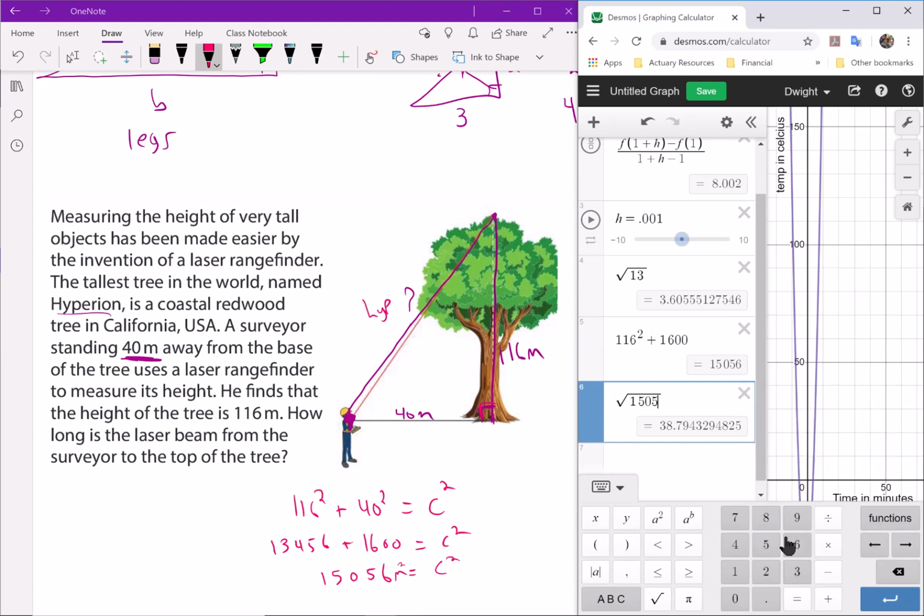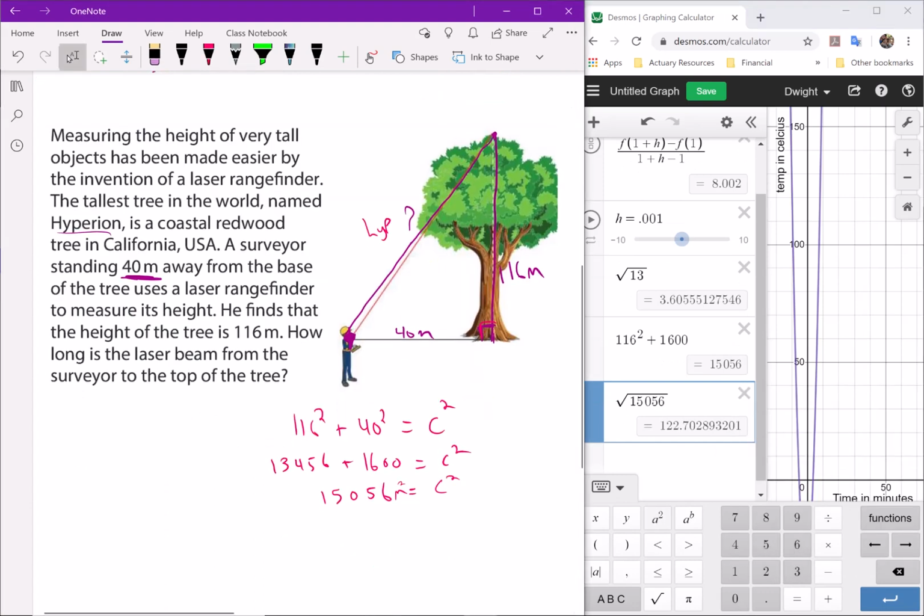No, stop it. And we get 122. Therefore, C is 122.7. You may be asking, if you are thinking properly, shouldn't this be plus or minus, right? Because whenever we take the square root, we should have plus or minus.